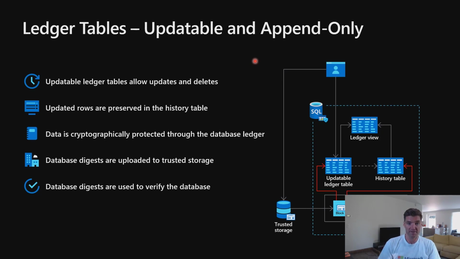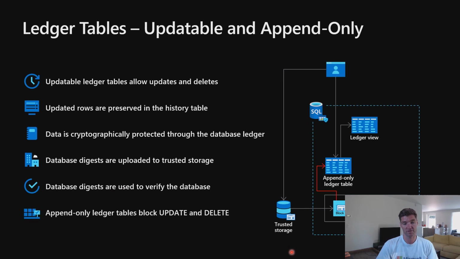Next to the updatable ledger tables, we also have append-only ledger tables, which allow you only to do insert statements. So we're actually blocking update and delete statements here, which means we don't need to have that history table, because we just need to keep track of the append-only ledger table. So we just need to keep track of the insert statements. All right, cool.